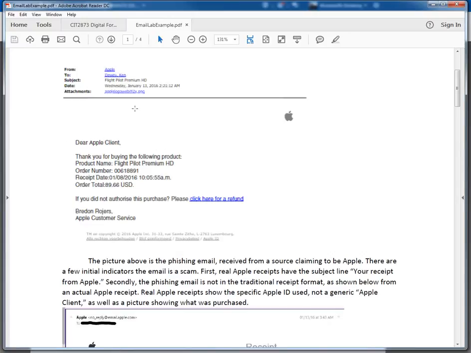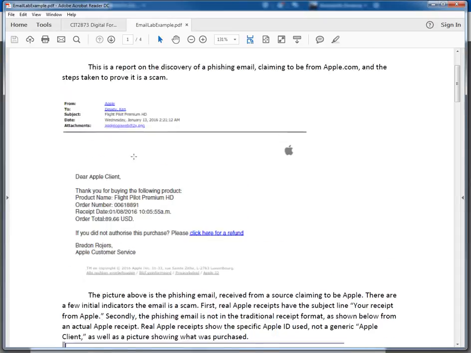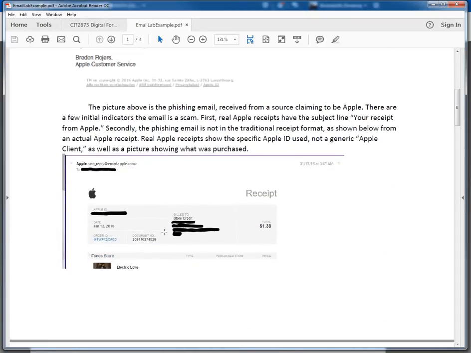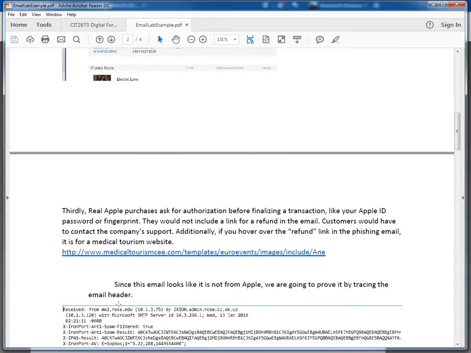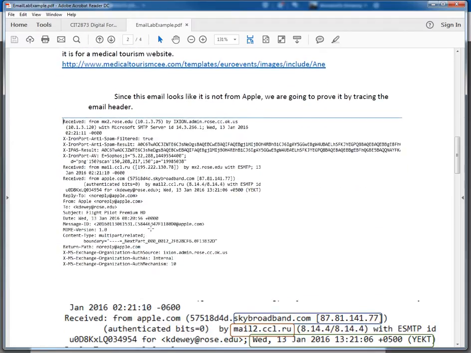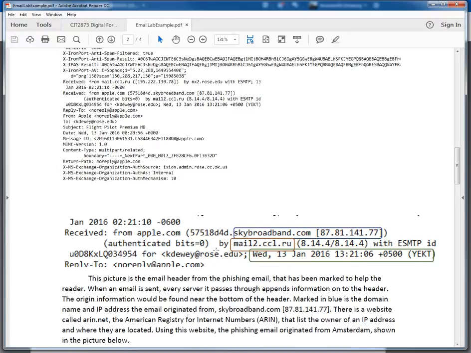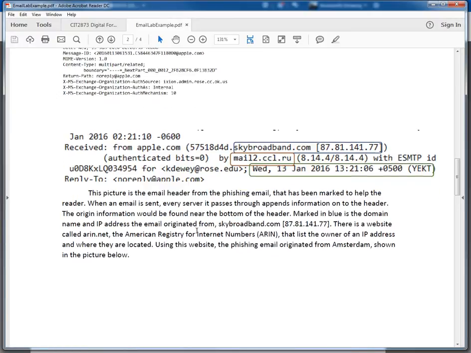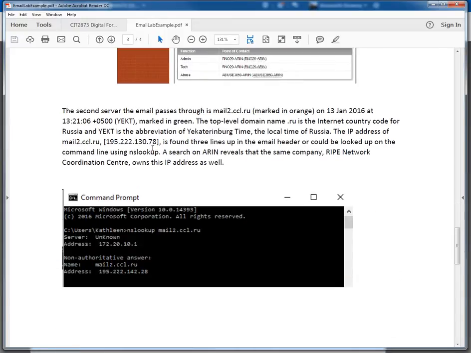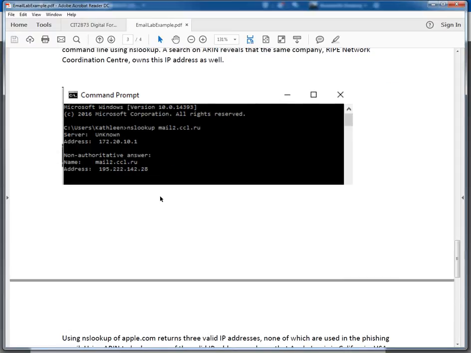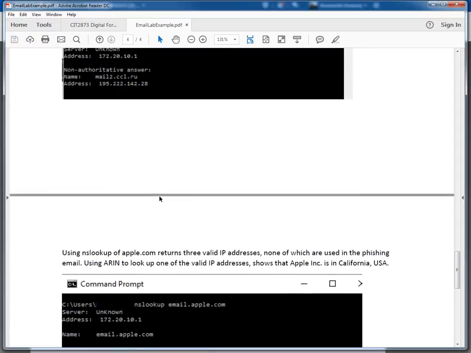So this student here said, here's what it looks like, but you know what, if it was really true, here's what it would have looked like. So now it's giving examples, and here's what it went to, and it gives the header, and explains everything, and it's all outlined, and this is the IP address, and we got the IP address from ARIN.net, and here's how we determine mail2.ccl, and where that came from, and it just explained it quite well.